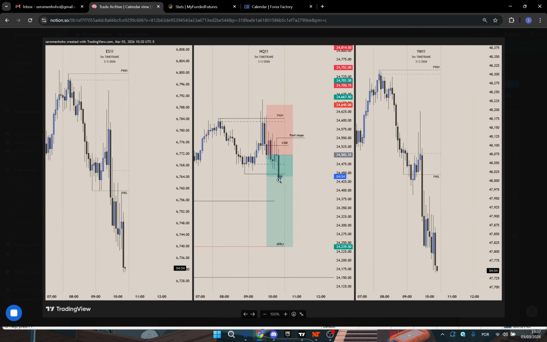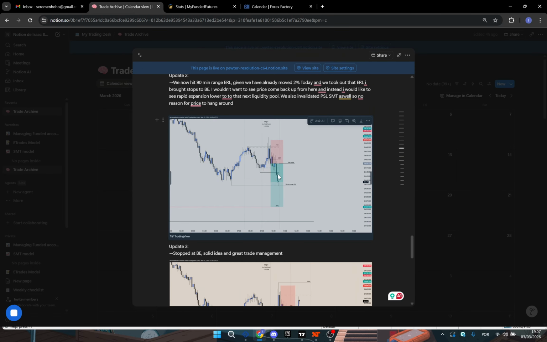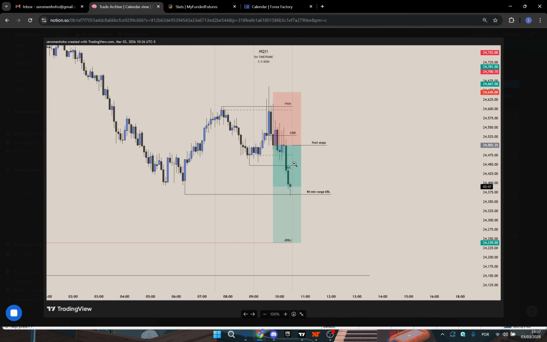When we had that 5-minute closure below these lows, I brought my stop up to here, which, you know, cut risk significantly. And then this right here, the swing low, is the 90-minute range low, the ERL of the 90-minute. So when we hit that, I brought my stops to break even.